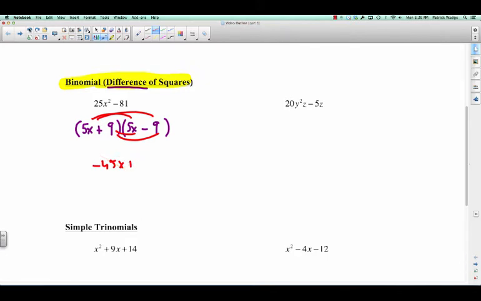Okay, that's the why of that, but if you don't understand the why, at least remember the what. And the what is, make the opposite signs when you're doing difference of squares. This is your answer. Okay, next one.